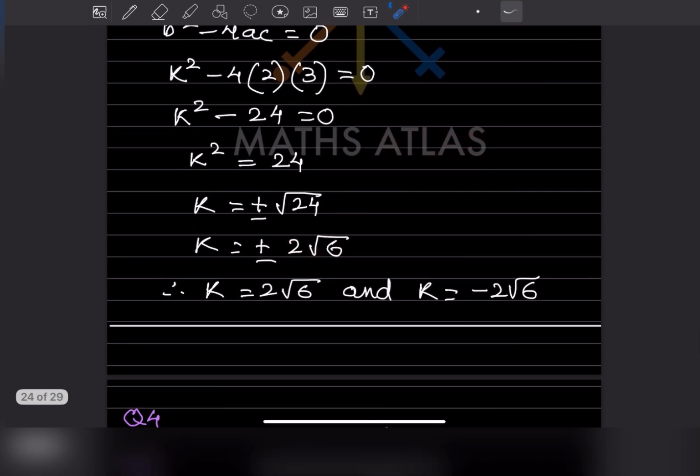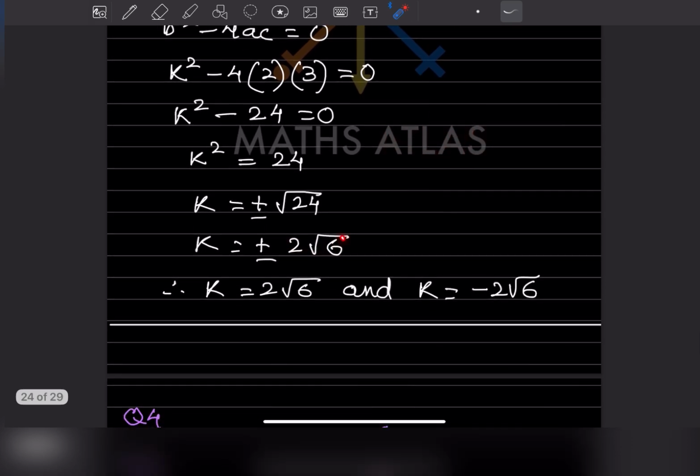So now what will be the value of k? Once you take the plus, that is 2 root 6, and k is minus 2 root 6. So this is the answer.